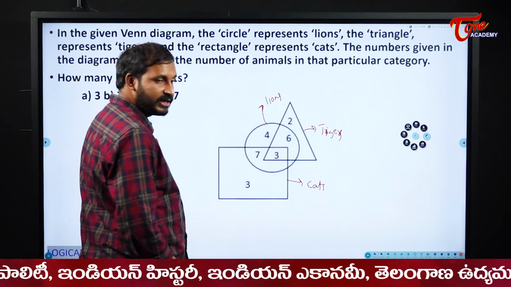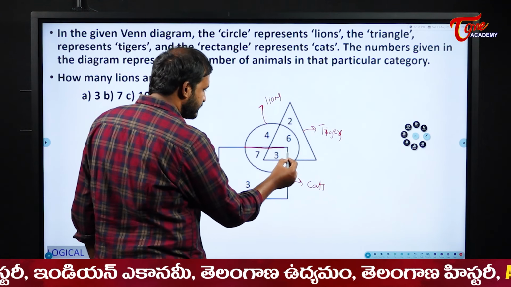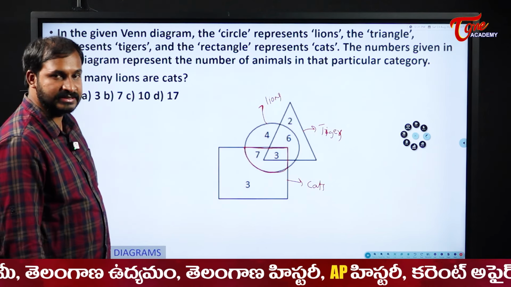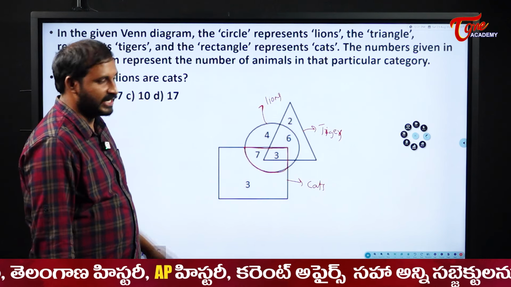Lions and cats, what is it? Circle and rectangle intersection, right? So the circle and rectangle intersection is this one. This is the portion. They simply said that lions are cats.